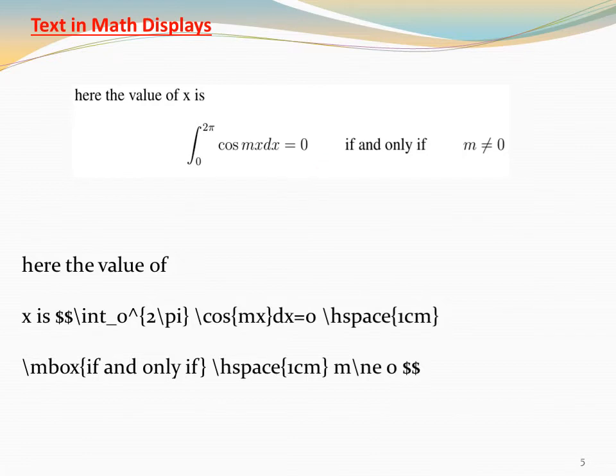So here the value of x is written as double dollar \int with lower limit 0 and upper limit 2 pi, then \cos mx dx is equal to 0. Now the space is \ followed by a space, where we are applying 1 centimeter, and here also we are applying 1 centimeter. Now \mbox{if and only if}, then \space 1 centimeter, then m not equal to 0. Then we are completing the double dollar. When we apply it like this, we will get the standard equations this way.